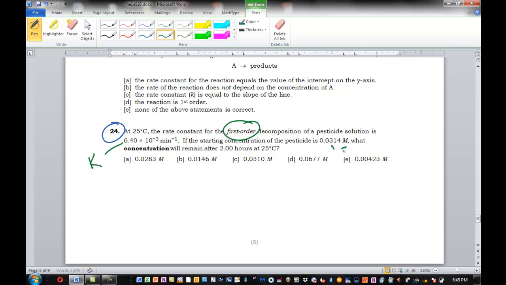Starting concentration, oh, that's my initial. What will the concentration be after 2 hours? Oh, I want to solve for concentration at a later time. 2 hours, that's time. Okay, pick out the information, look at what we have. We have rate constant, we have initial concentration, we have time. We want concentration at a later time. What equation tells us how concentration changes over time?